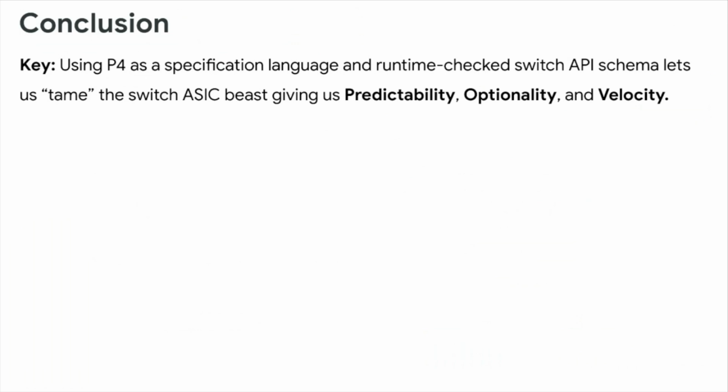So that's all I really want to say about this. And so in conclusion, using P4 as a specification language and having a runtime checked switch API schema that's generated from it lets us kind of tame the switch ASIC beast, if you will, giving us predictability, optionality, and improving velocity.